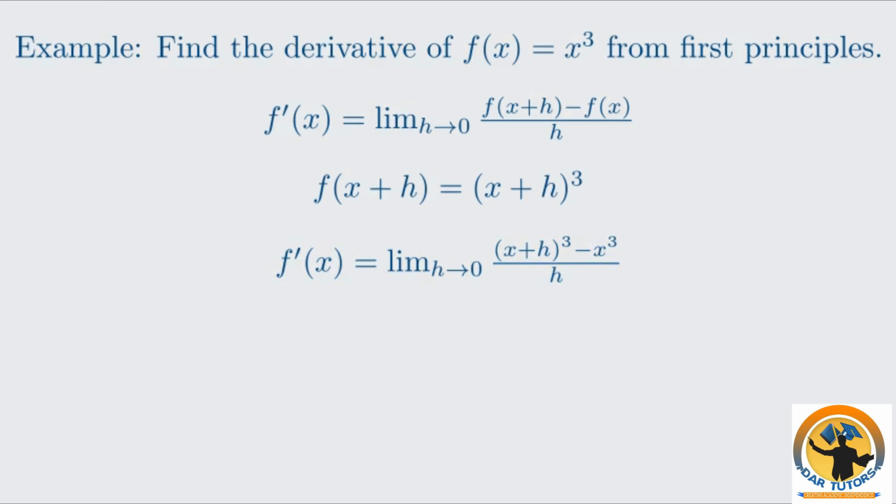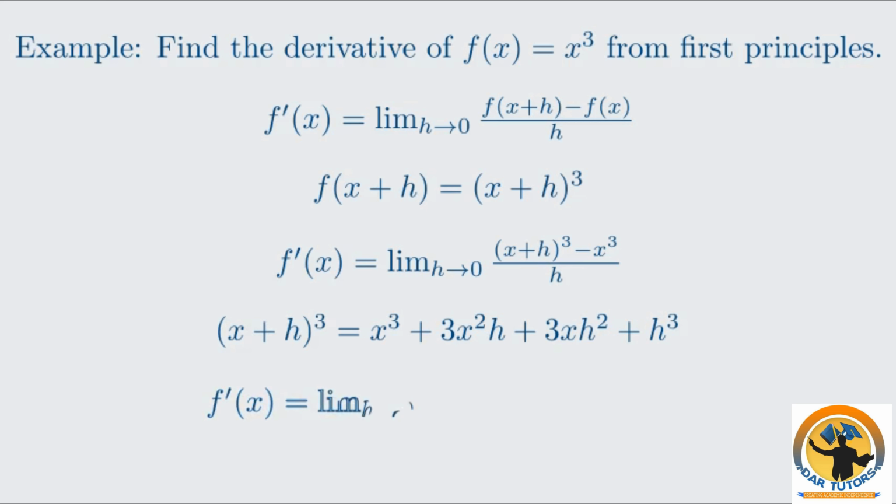The next step is to expand the term x plus h cubed. We can use the binomial theorem or simply multiply it out. x plus h cubed expands to x cubed plus 3x squared h plus 3x h squared plus h cubed. Now substitute this expansion back into our limit. f prime of x equals the limit as h approaches 0 of x cubed plus 3x squared h plus 3x h squared plus h cubed minus x cubed all over h.